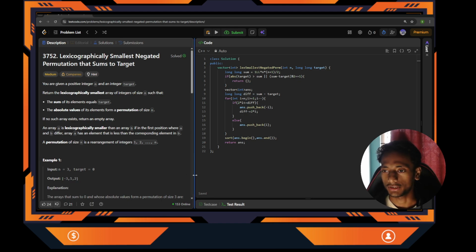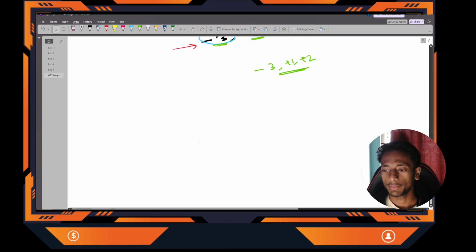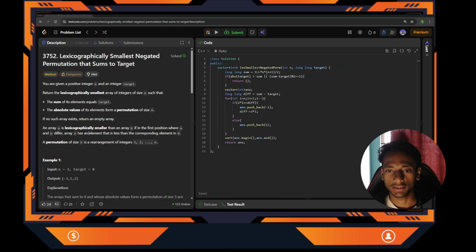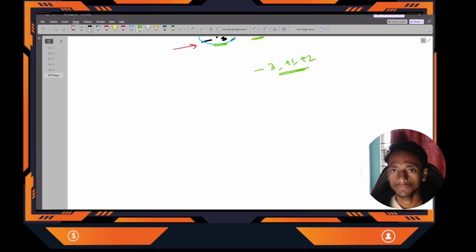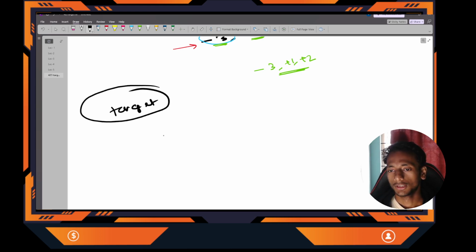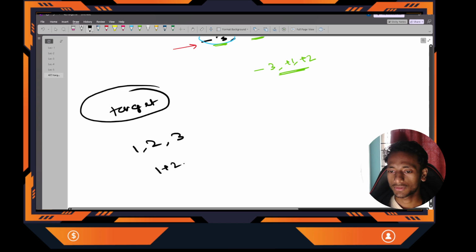Now go to the logic to solve this problem. They mention that if no such array exists, return an empty array. So first of all, let's think about when our answer can be an empty array. Suppose we have some target value, and n is 3. So our numbers can be 1, 2 and 3. The maximum sum I can generate is 1 plus 2 plus 3, which is 6.